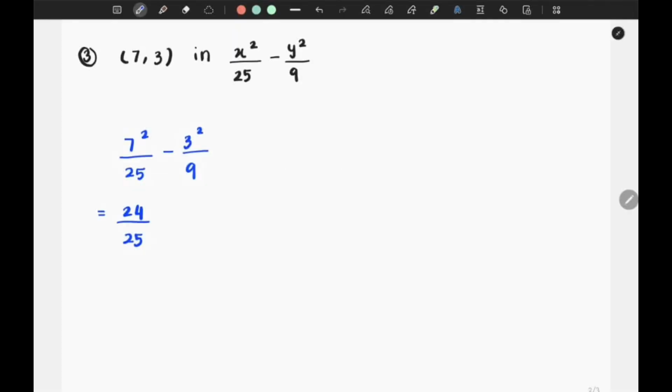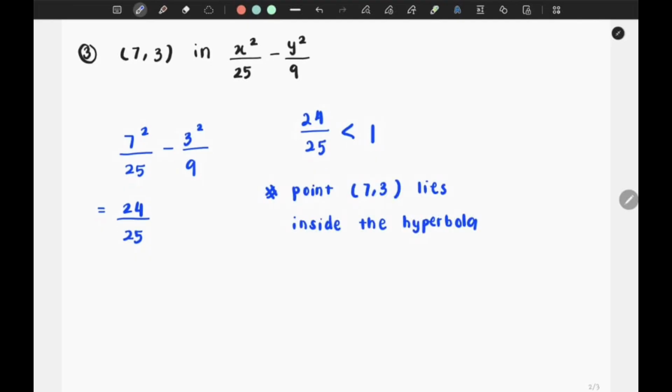(7, 3). What are those numbers? Those numbers are actually our values for x and y. So we need to substitute those values into our equation. Then we will have 34 over 25 as our answer. Is it less or more than 1? It is actually less than 1. Therefore, the point (7, 3) actually lies inside the hyperbola. Super easy, right?